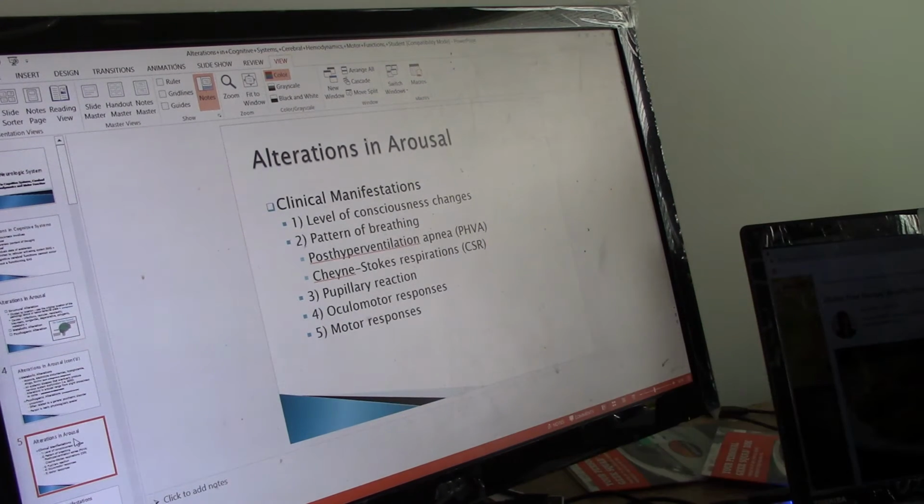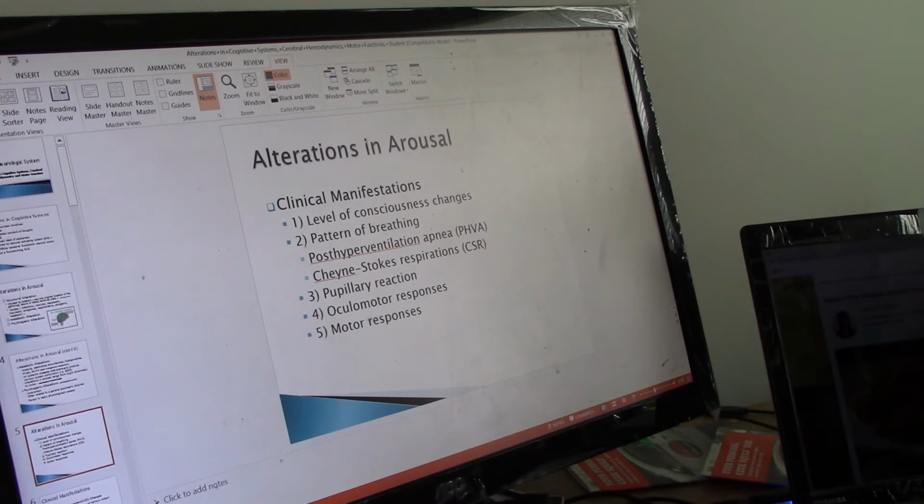And last but not least, motor responses. That's simply the ability to voluntarily move your hands or your eyes or your arm. Those responses will start to slip away as a person gets deeper into loss of consciousness.